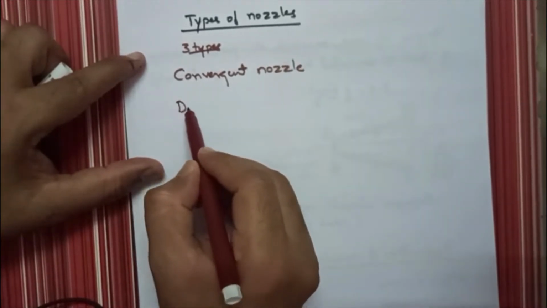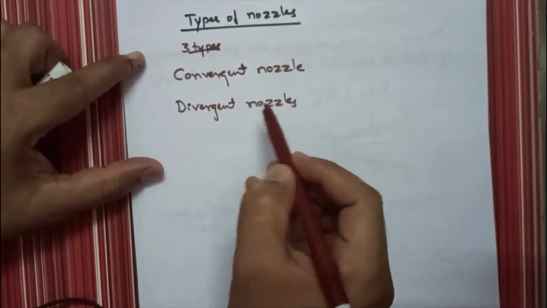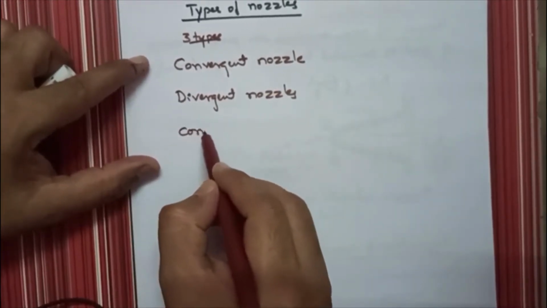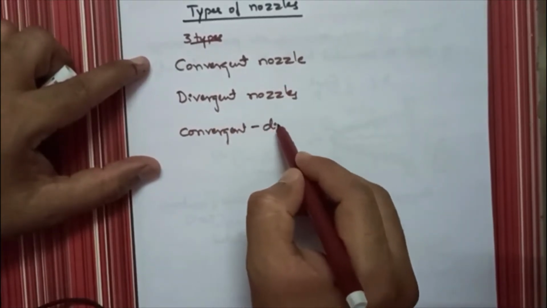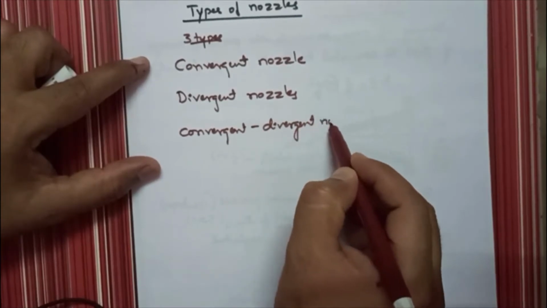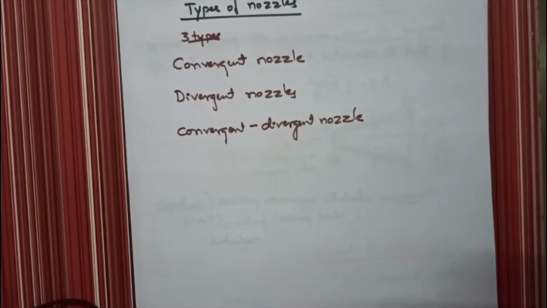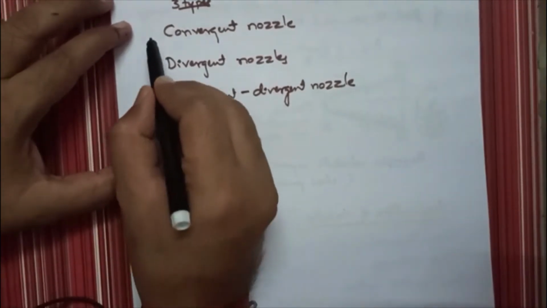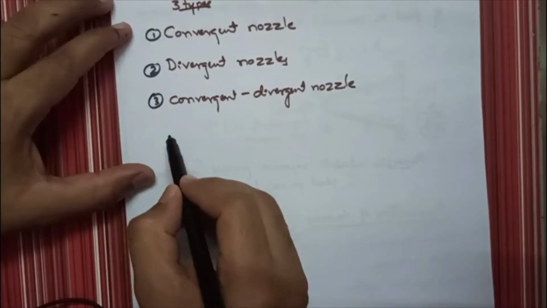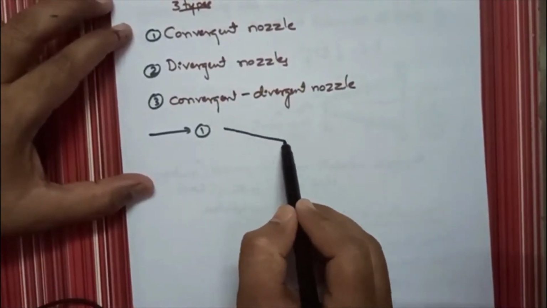Okay. Divergent nozzle. And the third one is convergent divergent nozzle. It is a combination of both convergent and divergent nozzle. First we will discuss the convergent nozzle. A convergent nozzle is a device of decreasing cross-sectional area.